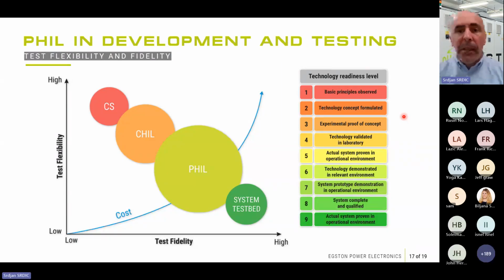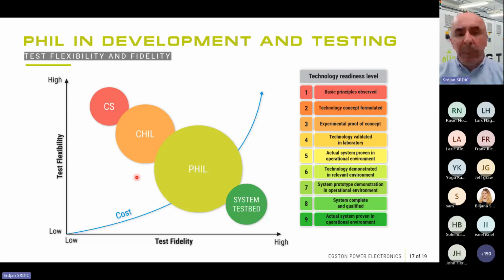The second in line is controller hill, which has a slightly lower test coverage, but it has a little bit better test fidelity because you are involving some real models, real controllers.